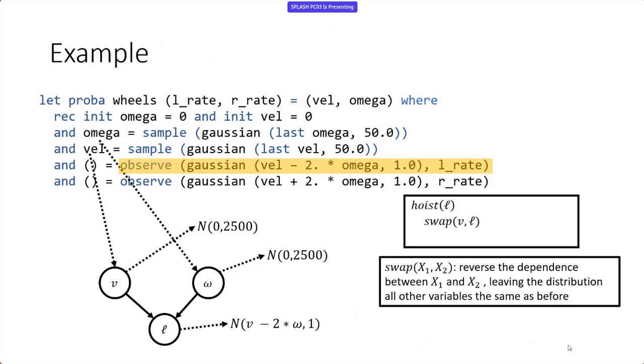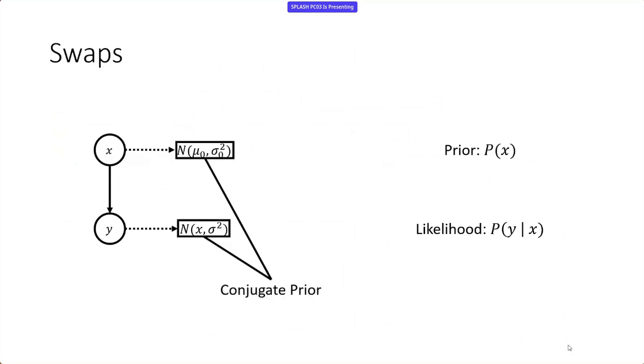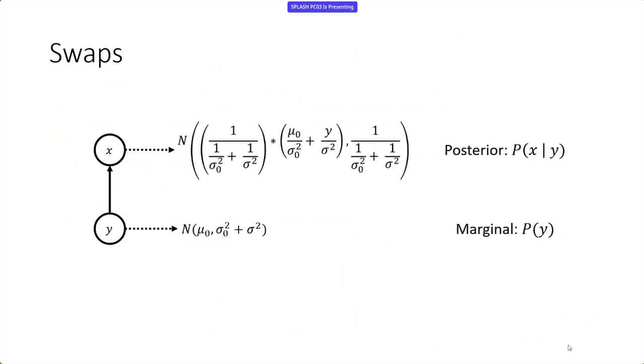Why is this a reasonable thing to do? Well, we might imagine a simpler example. If we have some random variable x that's some Gaussian distribution and some random variable y that has mean x, there is a rule of probability called the conjugate prior rule for normal distributions that says that we can rewrite this model so that x has a complicated distribution that depends on y, and y has a distribution that doesn't depend on anything.